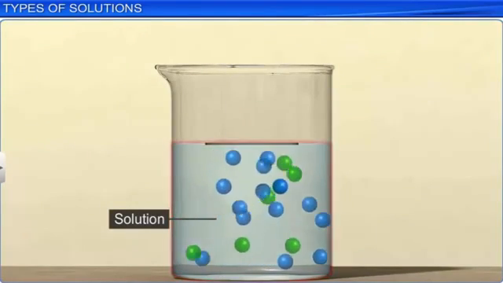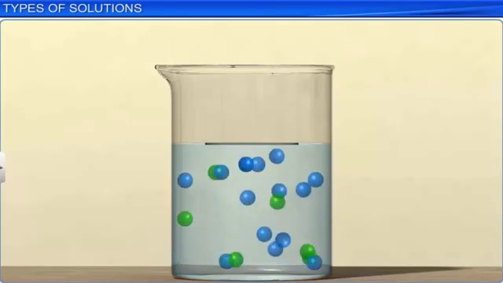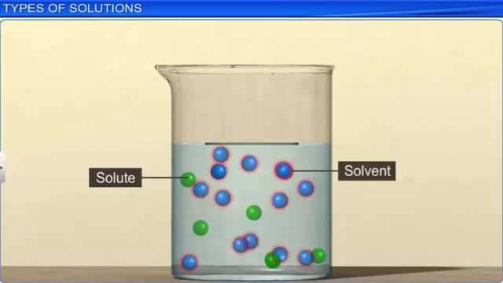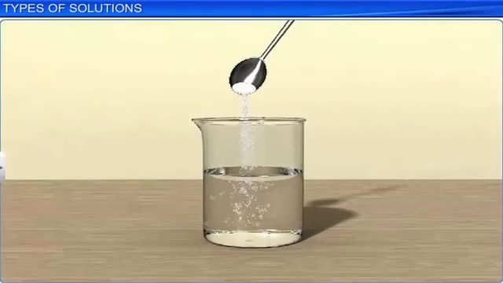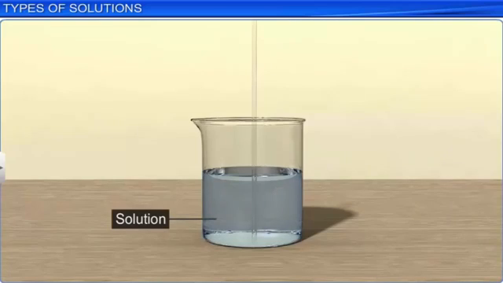In a solution, the component that is present in a smaller quantity is known as the solute or the dissolved substance. The component that is present in a larger quantity is known as the solvent or the dissolving substance. The solution has the same physical state as the solvent. A solution containing only one dissolved solute in a solvent is called a binary solution. Depending upon the physical state of the solvent, various types of solutions can be formed.